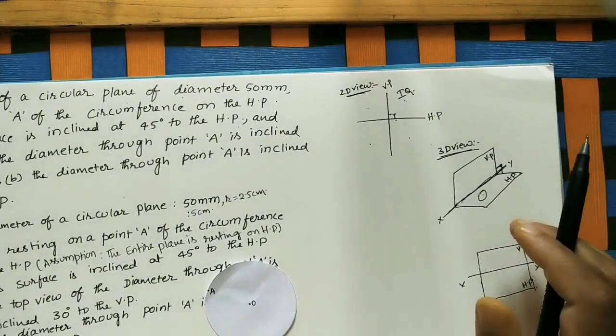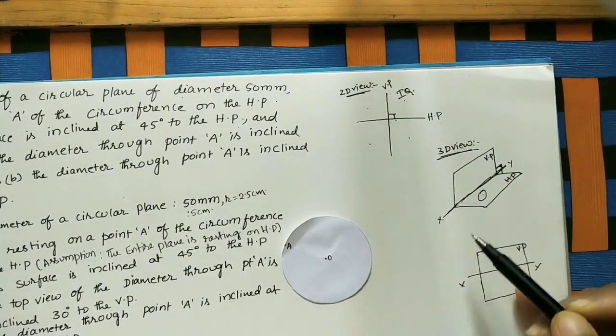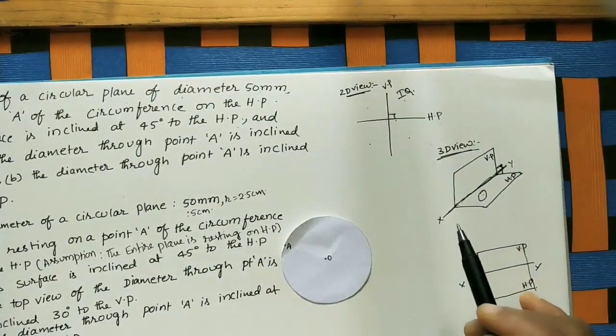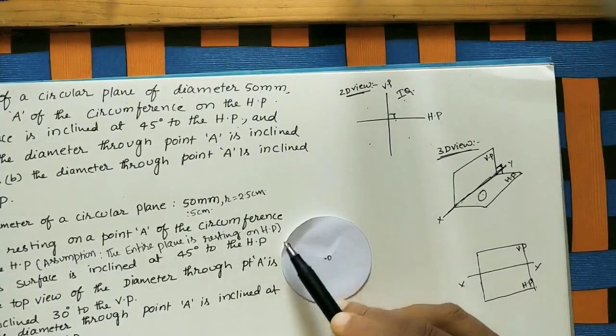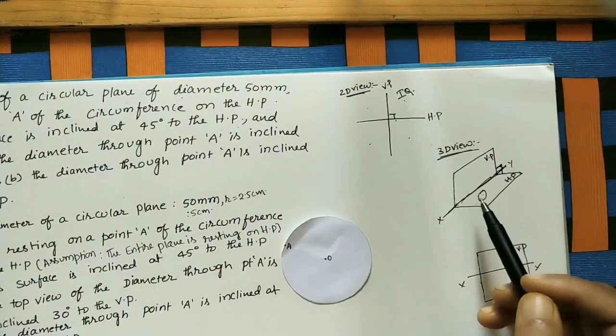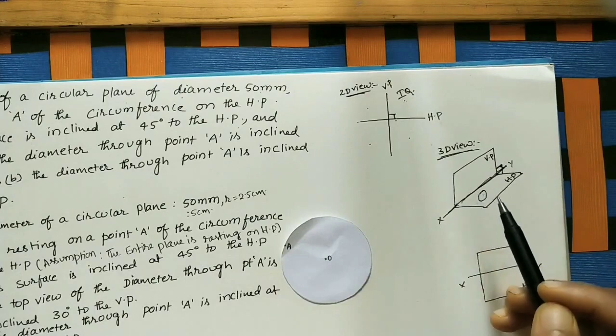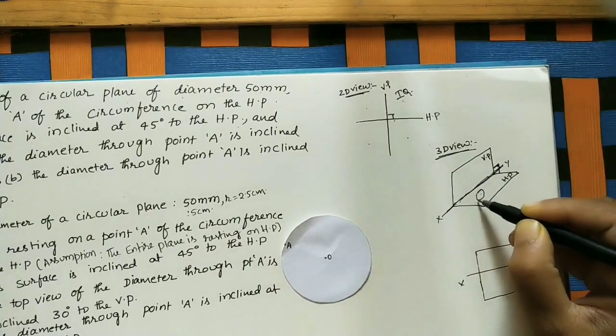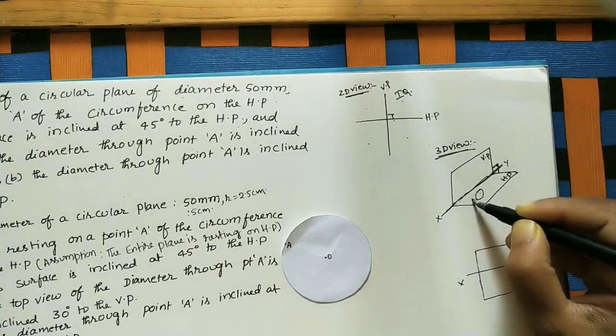First let us assume like that. Now this is the position of the plane according to our assumption. Always remember, whenever one point on the circumference of the plane is given on the HP, it means the entire plane is on the HP. Let us mark this point as capital A.